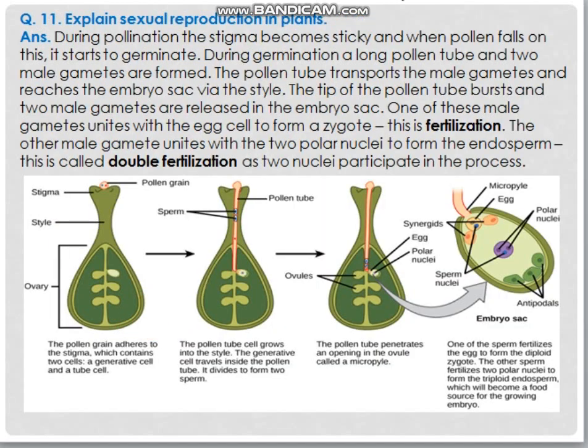Yes. Now explain sexual reproduction in plants. Plants में sexual reproduction कैसे होता है? इसे हमने clearly देखा था. तो you have to write this. Pollination के टाइम क्या होता है? Anther से stigma में pollen आता है.